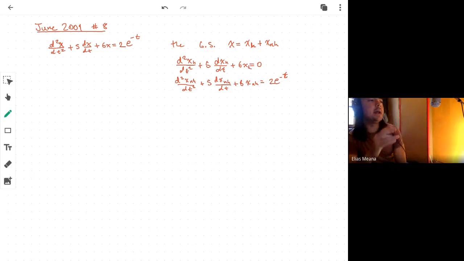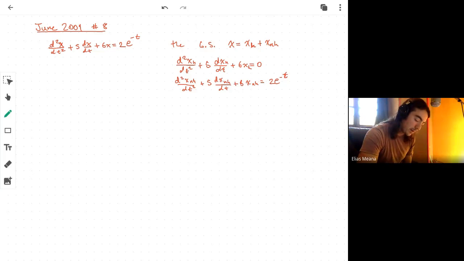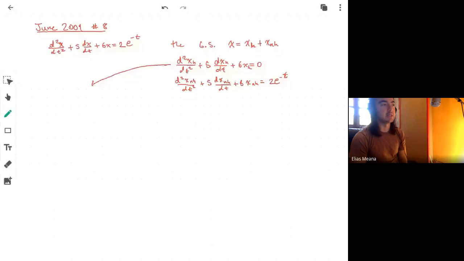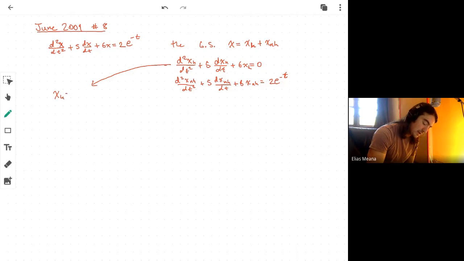We know how to find the homogeneous part, no problem, right? We know how to do this. That's immediate. That's from our full classification. We know how to find that. This gives us that x homogeneous is just equal to a e to the minus 2t, right? Was it e to the minus 2t? And b e to the minus 3t.